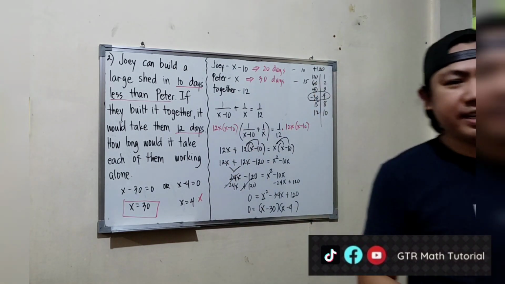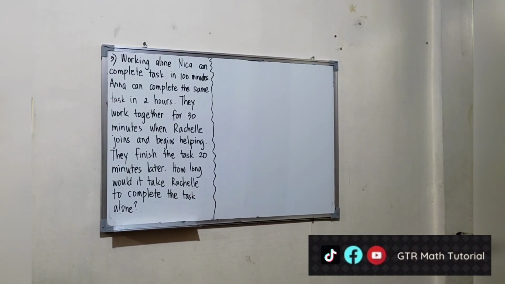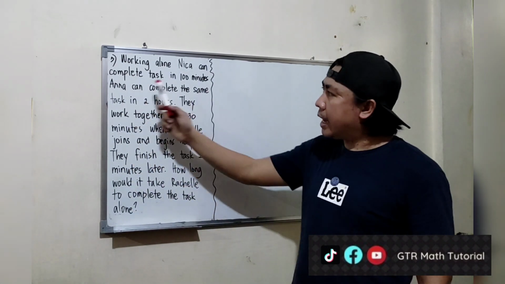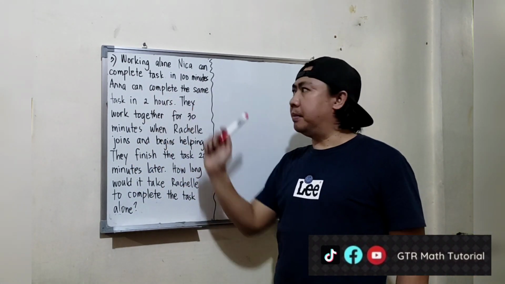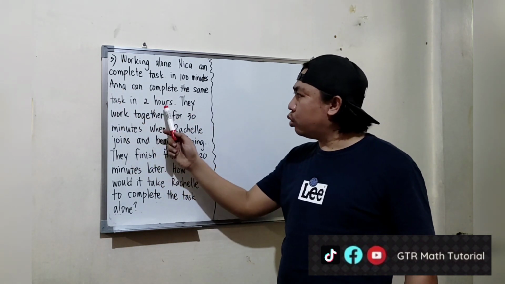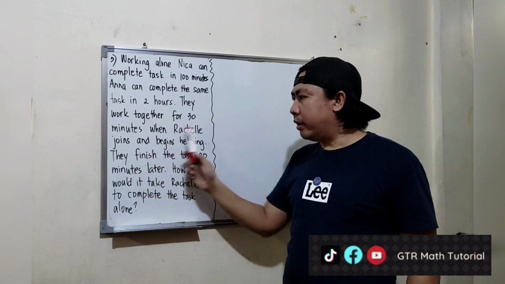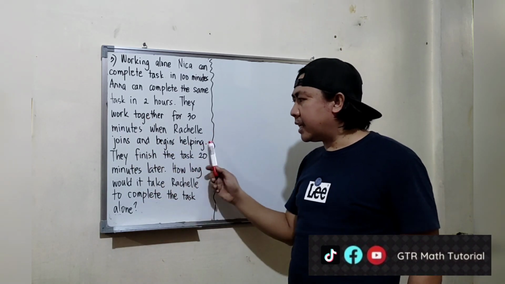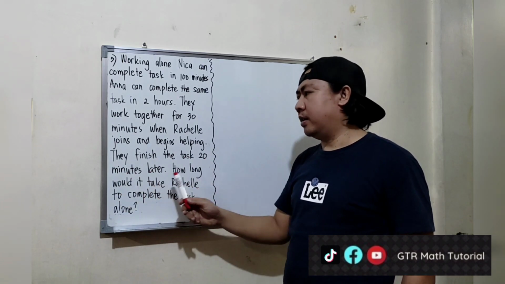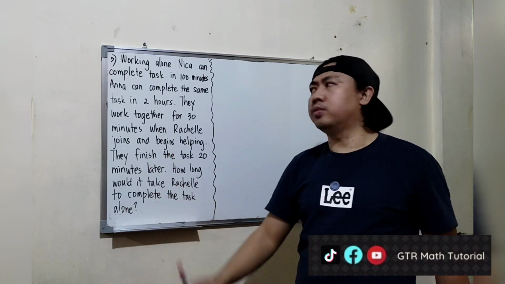Next example, number 3. Okay, number 3. Working alone, Nica can complete the task in 100 minutes. Anna can complete the same task in 2 hours. They work together for 30 minutes when Rachelle joins and begins helping. They finish the task 20 minutes later. How long would it take Rachelle to complete the task alone?